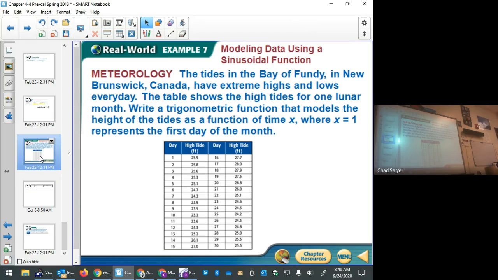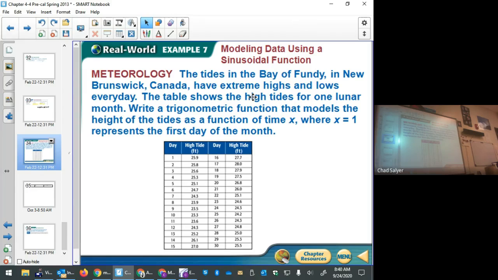So the tides in the Bay of Fundy in New Brunswick, Canada. Wonder if that's an Indian name, Fundy. It's hard to say. Have extreme highs and lows every day. So you guys know how tides work. Myrtle Beach, if you go out in the morning, the water is retreated quite a bit. If you go out in the evening, it's up quite a bit, and so forth and so on. And so that varies over different areas.